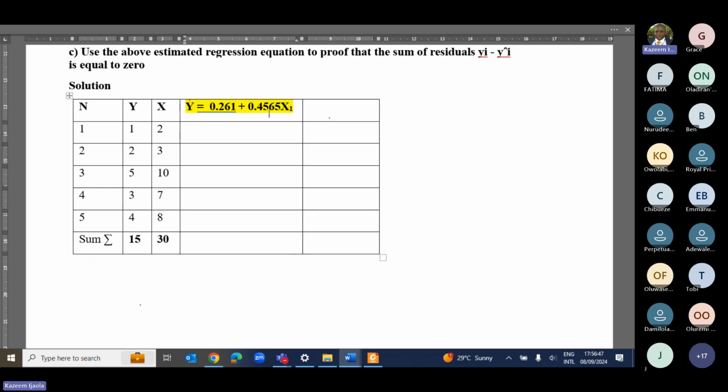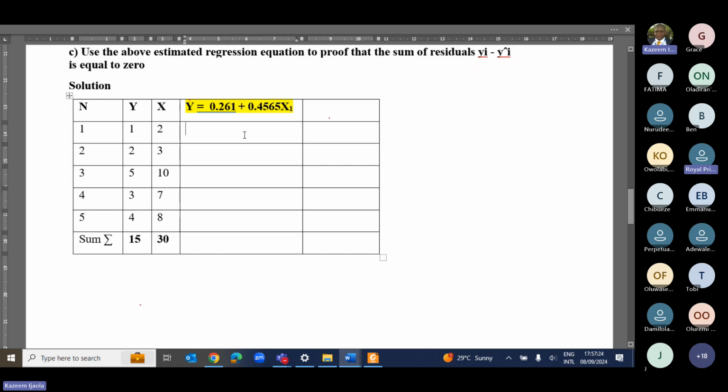Okay, so for you to be able to get the value of y here, in this equation you input x as 2, then you calculate it and put whatever you have here. Then you input x as 3 into this equation; anything you arrive at, you put it here. Then for the third one, you input x as 10, calculate it again, put your answer here. Here you input x as 7, calculate it, put your answer here. Here you input x as 8, calculate it, put your answer. So we want to test whether our y minus y cap will give us 0. We want to test that assumption here. So let's do it now.